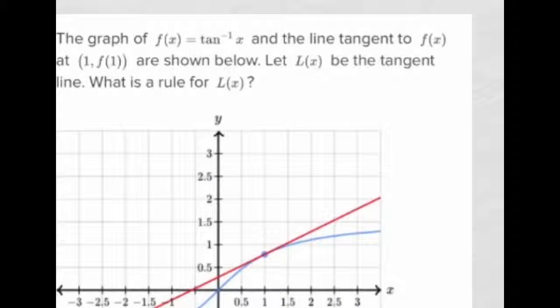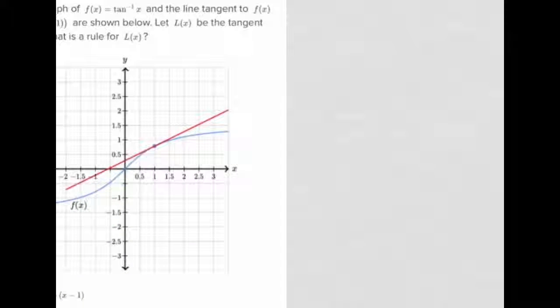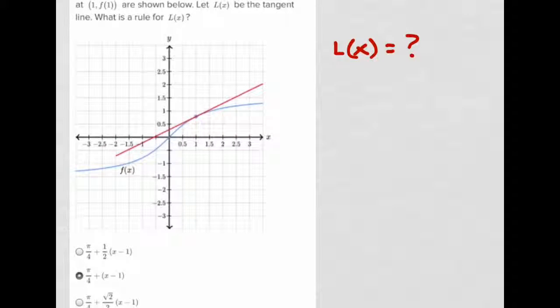When they ask for the rule for a function, what is the rule? They're just asking for the actual function. So they're saying, what does L of x equal? Well, that's really big. So they're really asking for the equation for L of x. L of x would be the tangent line.